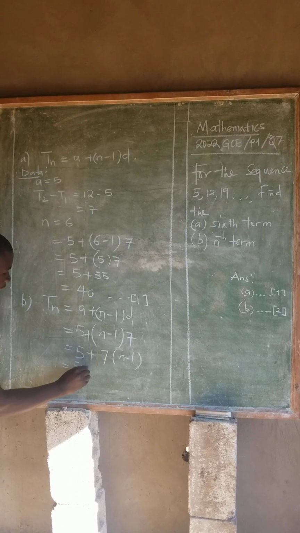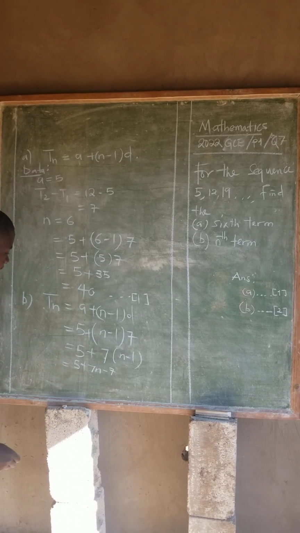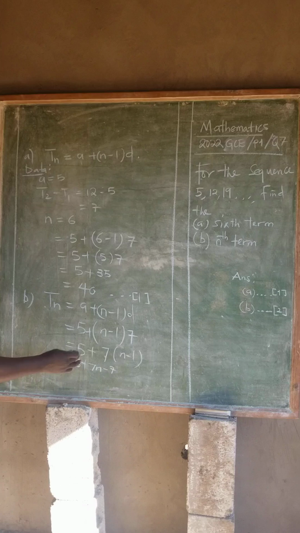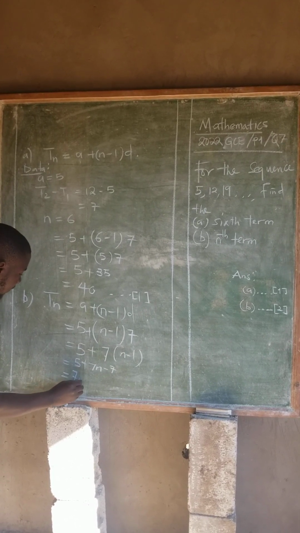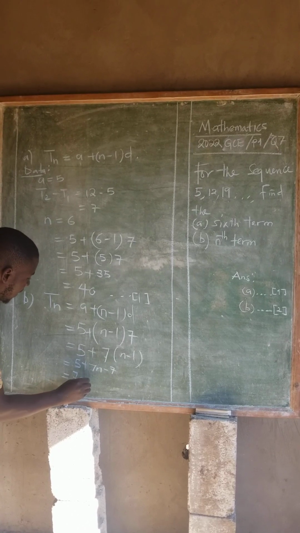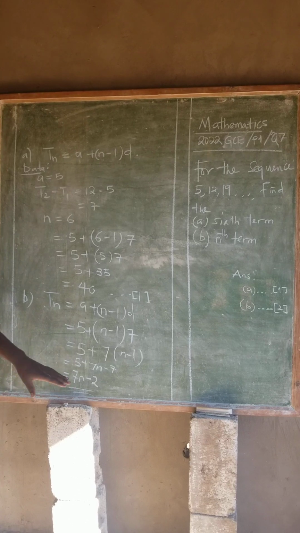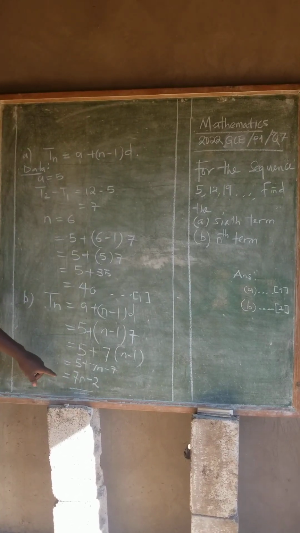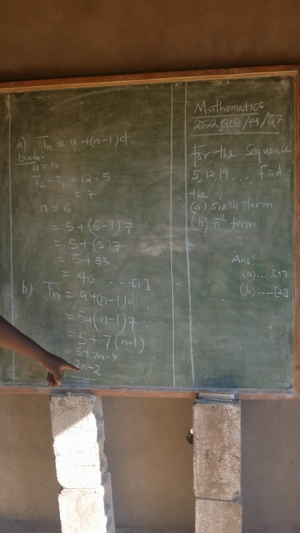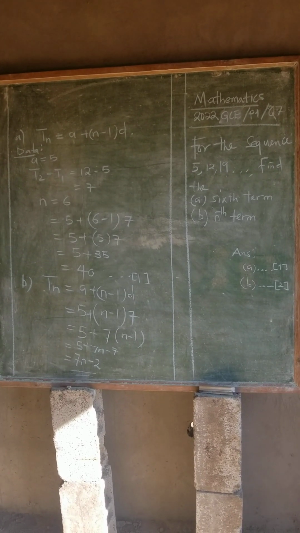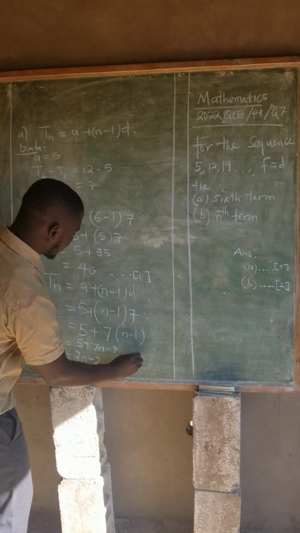So this is going to be 5 plus 7n minus 7. So this guy and this guy gives us a negative 2. You agree with me that the nth term is going to be 7n minus 2. So this is going to work for any term. If the term is number 20, just put 20 where there's n and you get your answer easily like that. So this one gives you now your 2 marks.